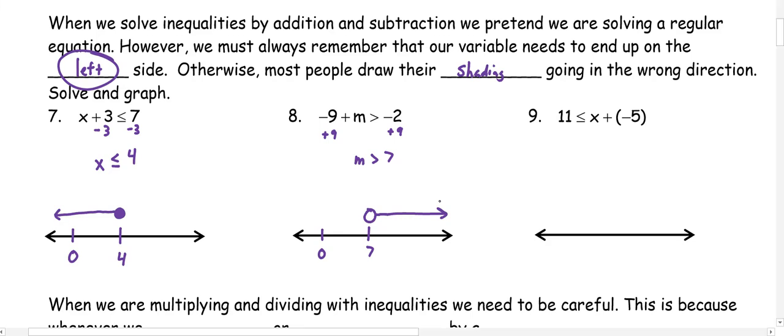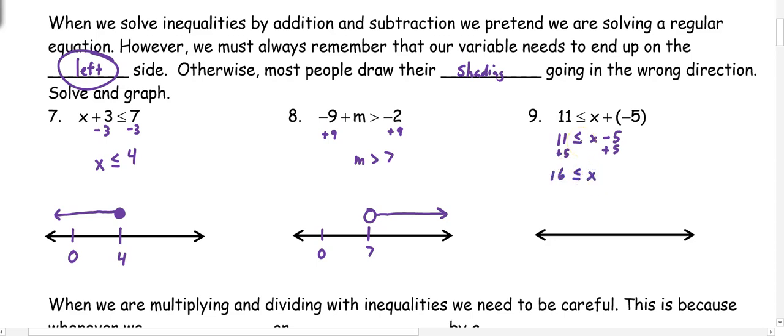Number 9, so we have x plus negative 5. Because it's plus negative 5, we need to rewrite it so it's 11 is less than or equal to x minus 5. In order to get x by itself, we're going to add 5 to both sides. So 16 is less than or equal to x.